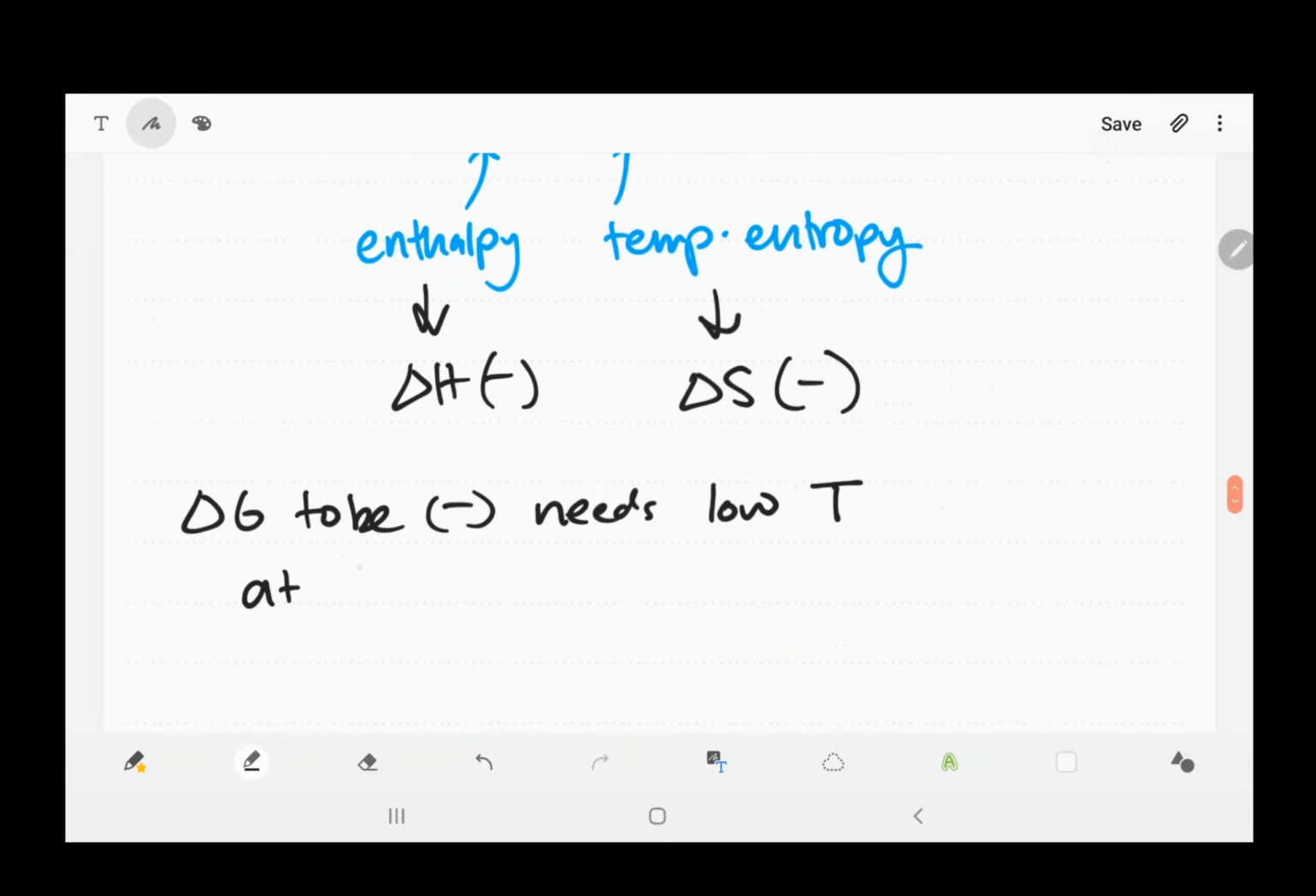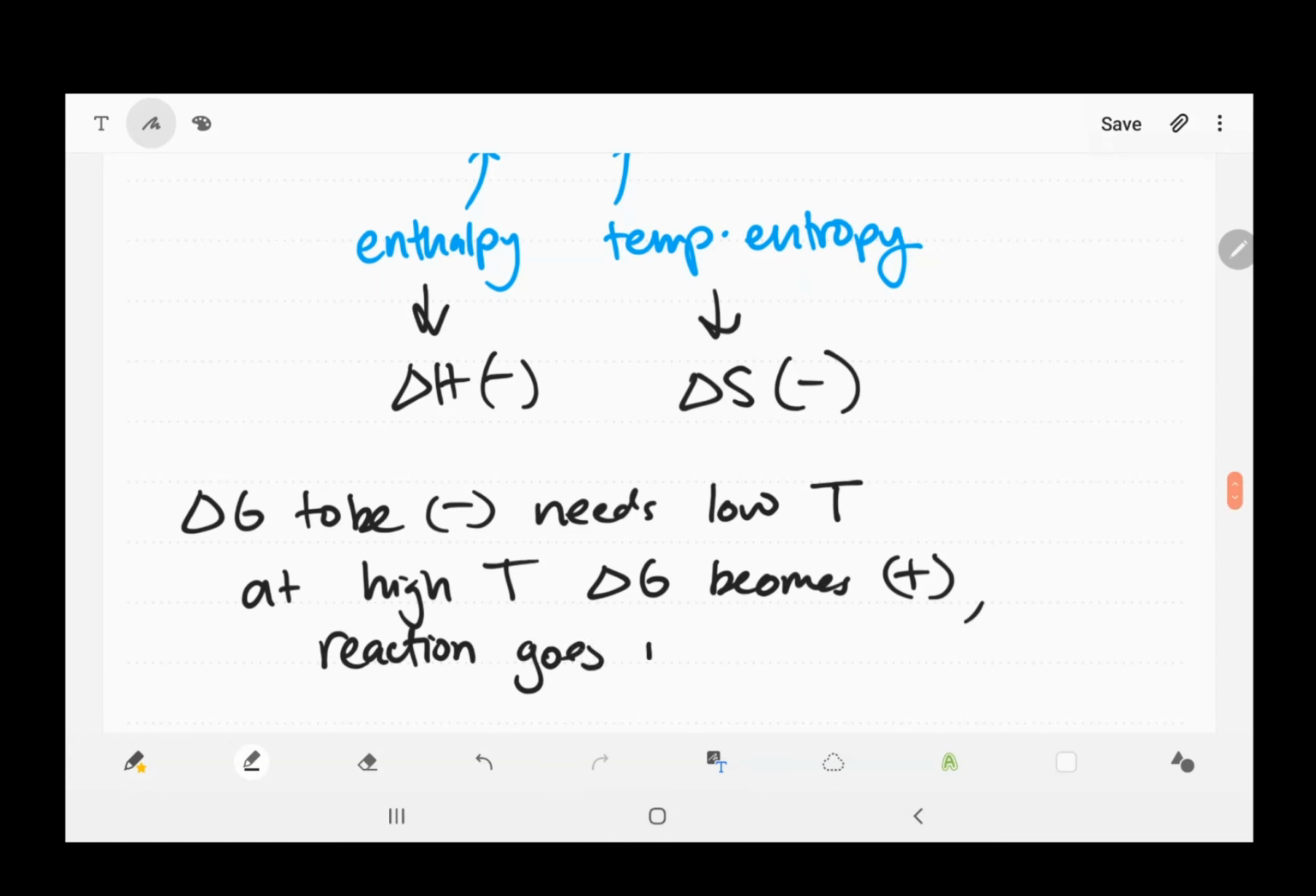So remember, at high T, delta G becomes positive. Maybe. And then the reaction goes reverse. I'm saying the same thing I was saying before. So we're going to take our products, send them right back to the reactants. And once we do that, we then have the choice to go to either product, the 1,2 or the 1,4.